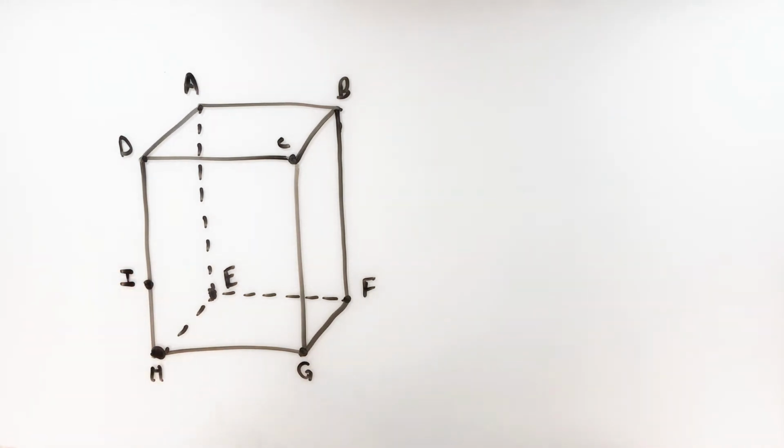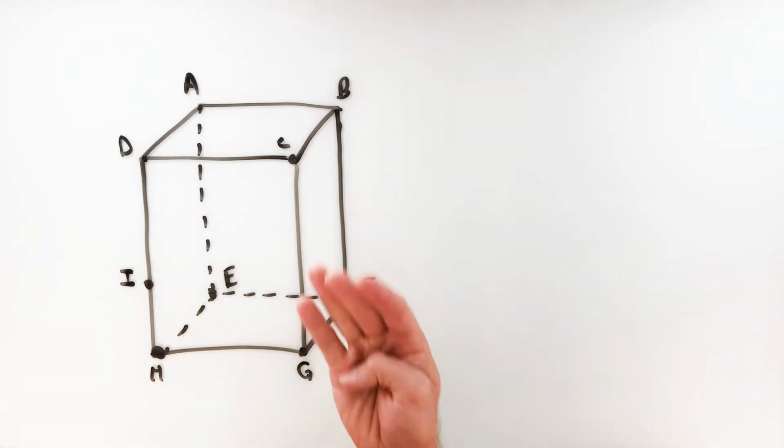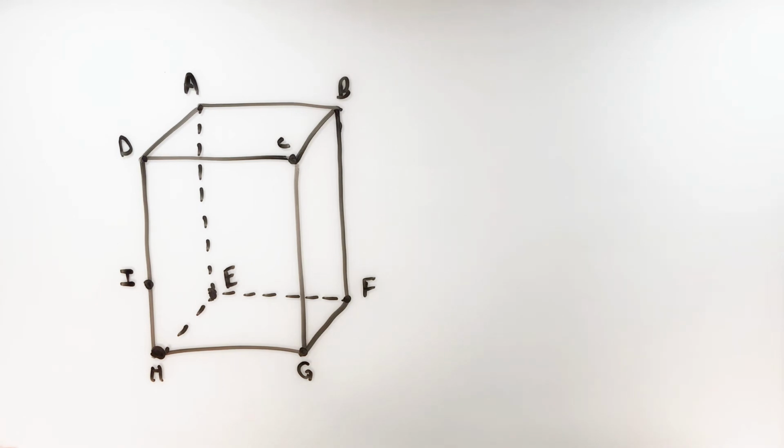Okay, so my box here is made up of 6 planes. We got the top and the bottom, we got the left and the right, we got the front and the back. And the planes kind of intersect one another in the lines, some of which intersect one another. We're going to get a couple examples here.